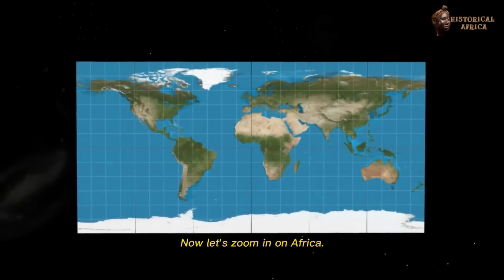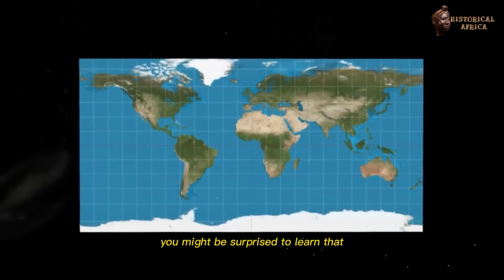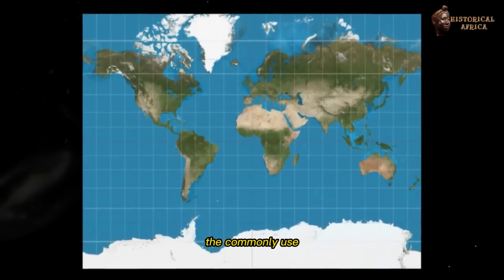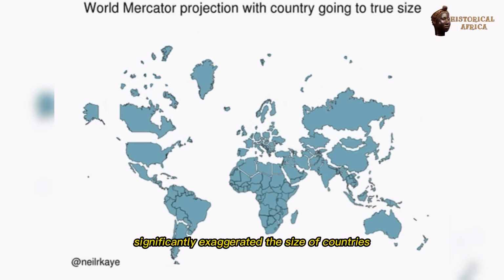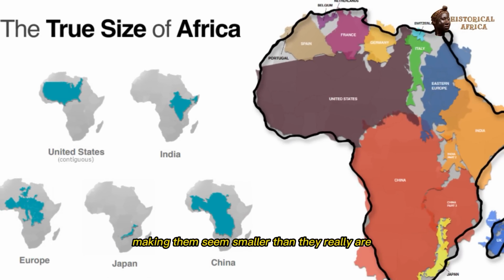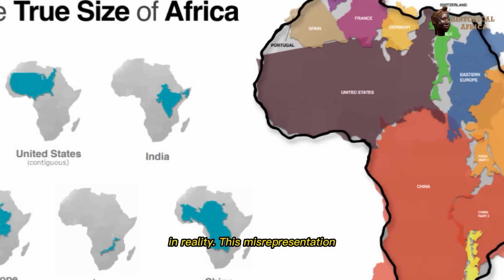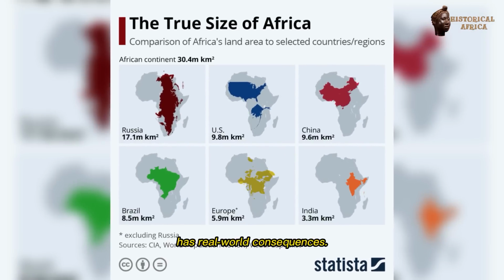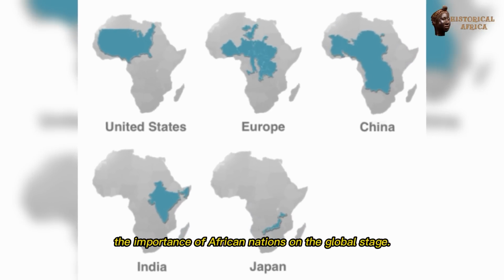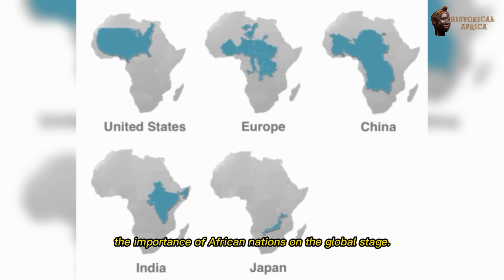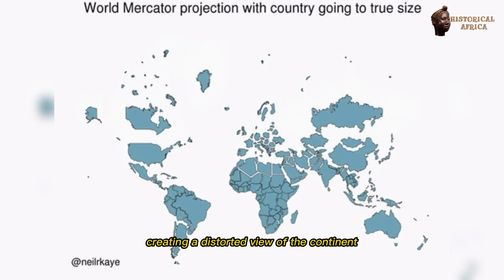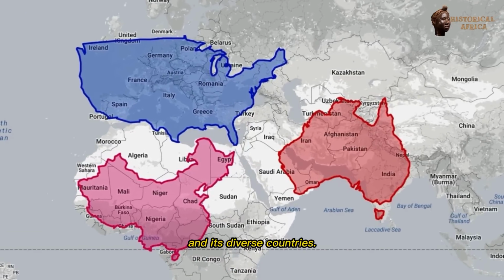Now let's zoom in on Africa. You might be surprised to learn that Africa is much larger than it appears on a standard map. The commonly used Mercator projection significantly exaggerated the size of countries near the equator, making them seem smaller than they really are in reality. This misrepresentation has real-world consequences. It perpetuates stereotypes and undermines the importance of African nations on the global stage. It can influence perceptions of economic and political power, creating a distorted view of the continent and its diverse countries.